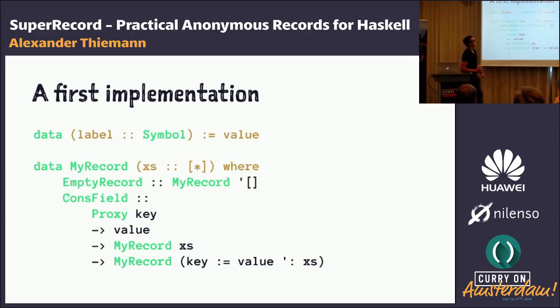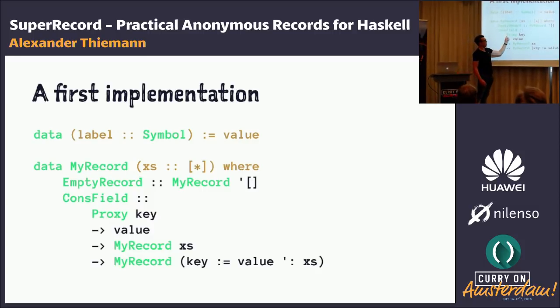And then on top of that, we're going to create our record data type, which is a GADT, right? So my record will have a type level list here, that's the xs, and it'll have two constructors, right? One is the empty record, and this is trivial, we don't have any fields, so it's an empty list. And then the second case here is, well, we're going to add something to our existing record.